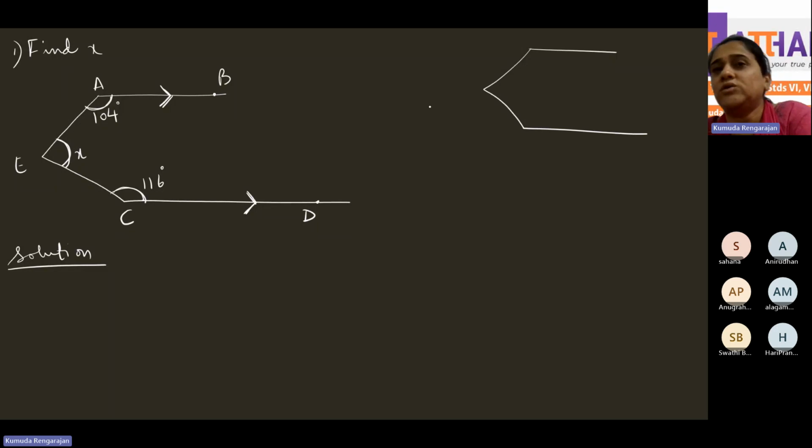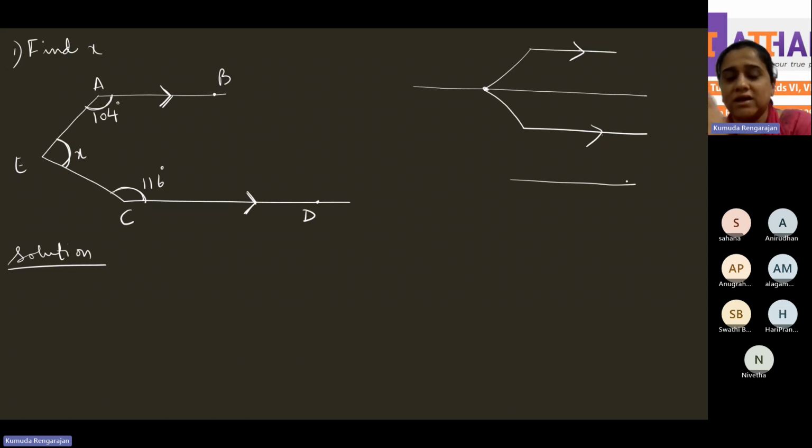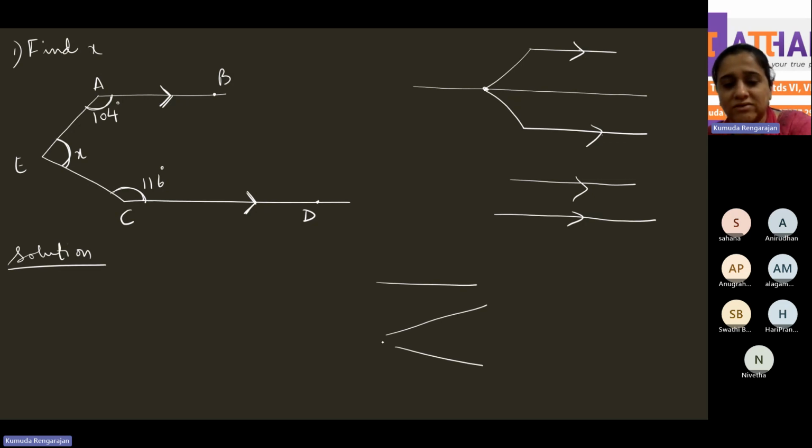Now, you need to take up a construction. I'll tell you why construction. Now, through this point, you should draw a line parallel to this line or this line. See, when you have one line, can you draw another line parallel to this? It's possible, no? When you're given one line, you can draw so many other lines, but there is only one line which can be parallel to the given line.